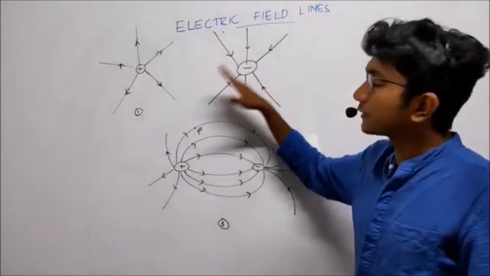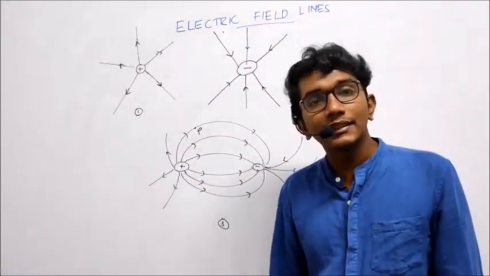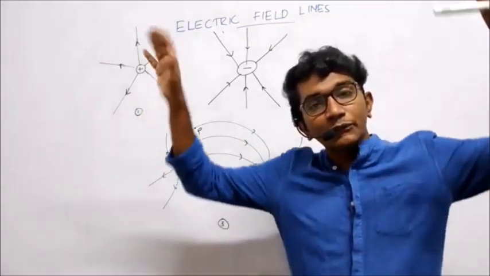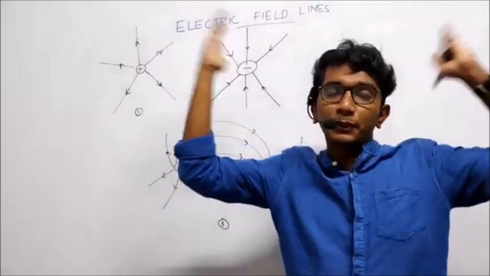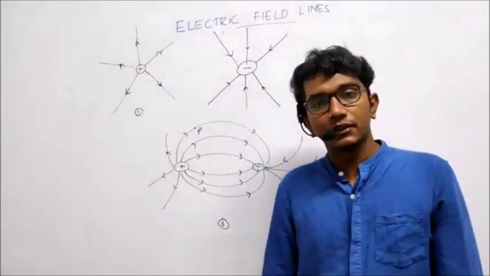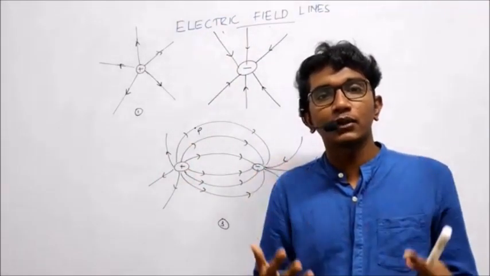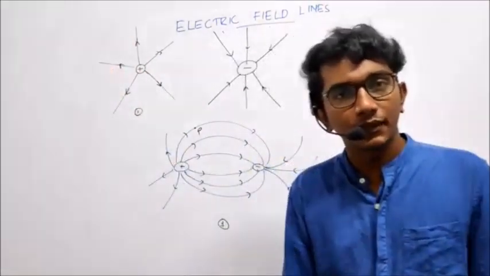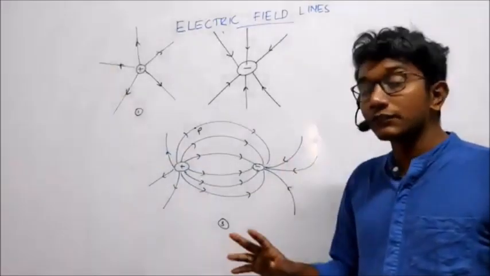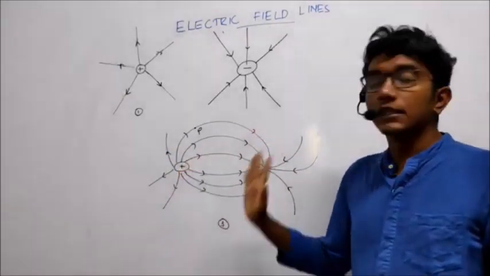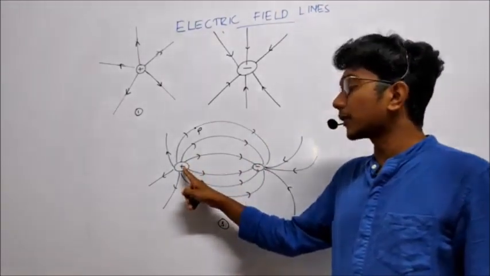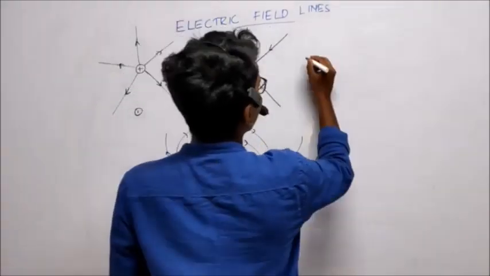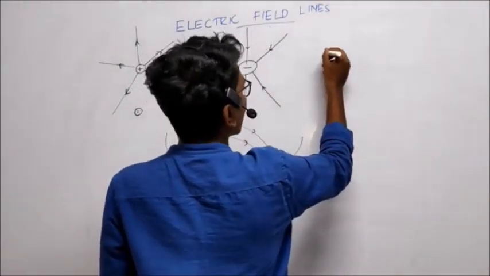From where are these lines coming? These lines are coming from infinity. You can consider it like that, somewhere where the positive electric field, positive charge, is present. For our convenience, we will call it infinity. These lines are going to infinity. Suppose there is a group of positive and negative charges, then the lines will start from positive and end at negative.